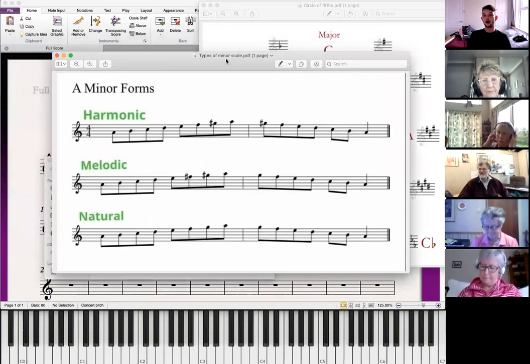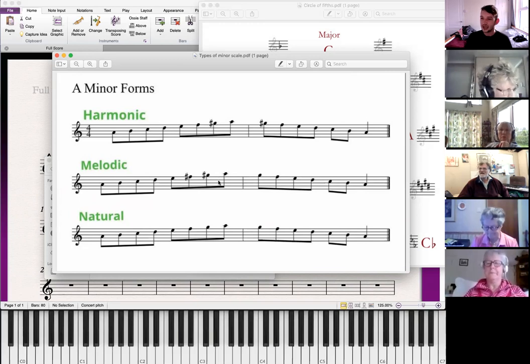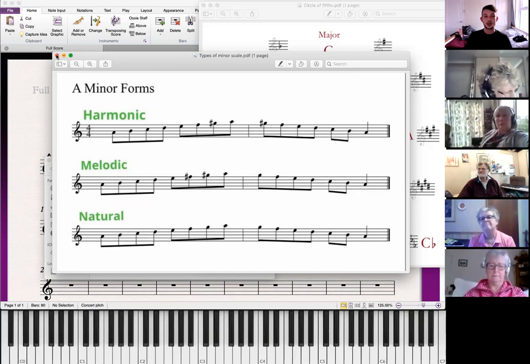Now then, we are only going to focus really on the natural minor scale, because the other two scales are altered scales. I wouldn't say superficial, but they are like invented scales, invented to serve a purpose. But the natural minor scale exists naturally within music. So that's the one that we're going to focus on mainly.